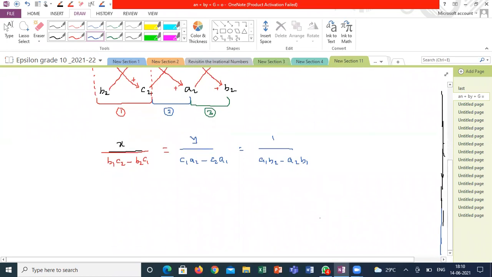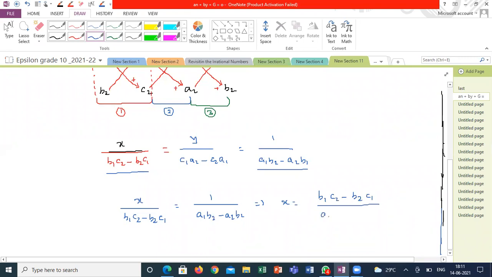Guys, is it clear what I'm saying? Yes, sir. Taking this ratio and the constant ratio, x by B1 C2 minus B2 C1 is equal to 1 by A1 B2 minus A2 B1. From here, after cross multiplying, x by 1 is equal to B1 C2 minus B2 C1 divided by A1 B2 minus A2 B1.